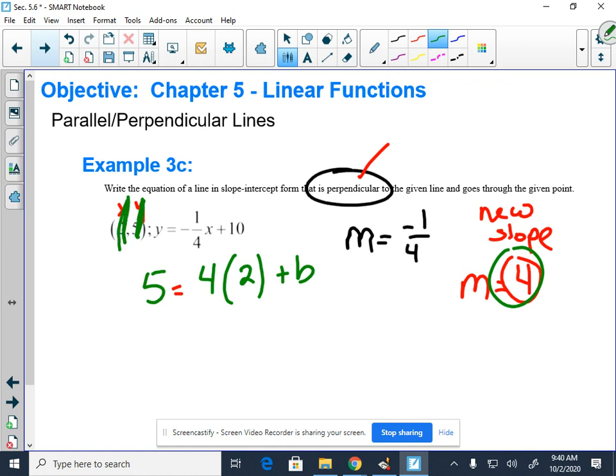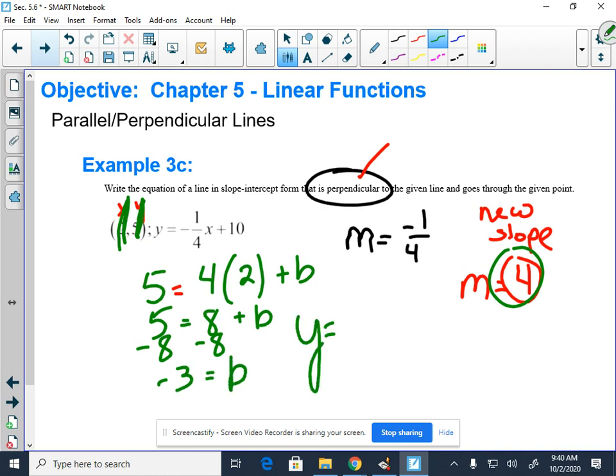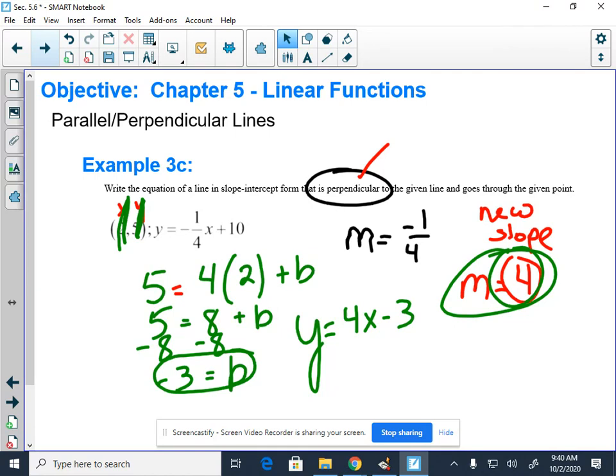Good job. 5 equals 8 plus b. Subtract 8. B is -3. Y equals, then you write the equation. You put in m and you put in b. This is like what we did back in the first lesson. Y equals 4x subtract 3. Go back to 3a.